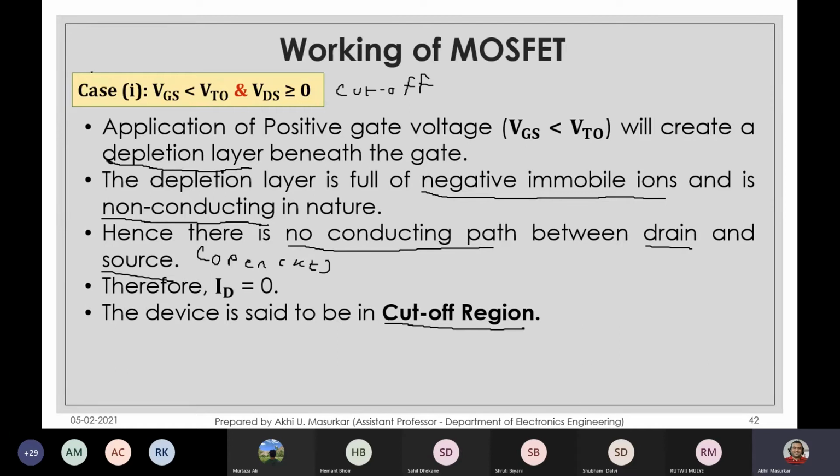So when you are playing only with VGS, that time you will encounter accumulation, depletion and inversion. Now you can see I have introduced drain and source also along with gate and body. So that time the FET action comes into the picture, and now we no longer call it as MOS, but we call it as MOSFET.